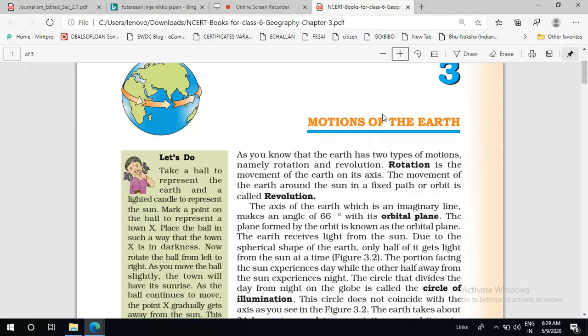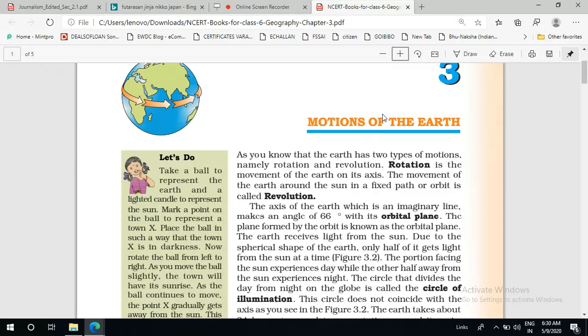Because the earth is not in a straight position. The earth is tilted. You can see in every picture or model of the earth, that is the globe, that the earth is tilted, and it is not a straight object. And how is it tilted? Its axis makes an angle of 66.5 degrees with its orbital plane.